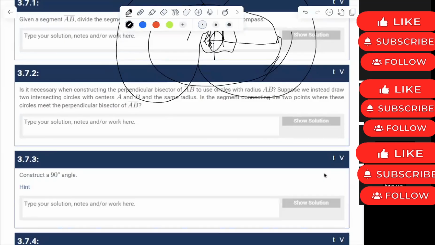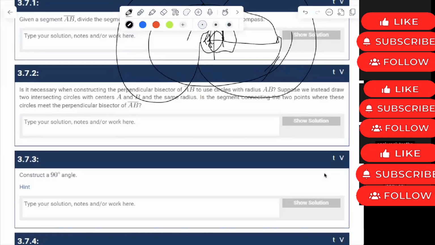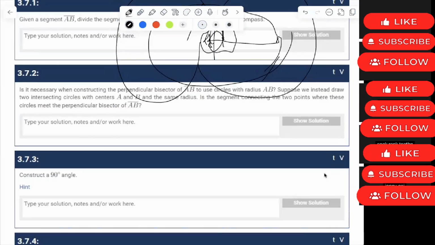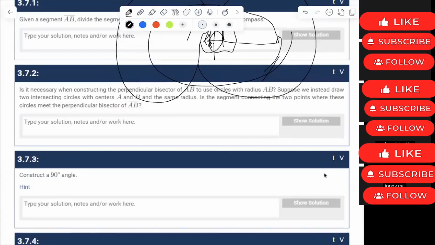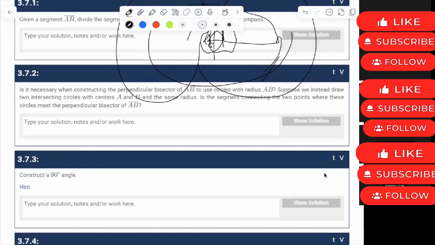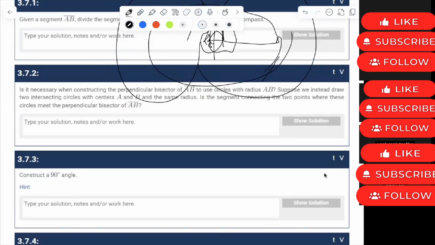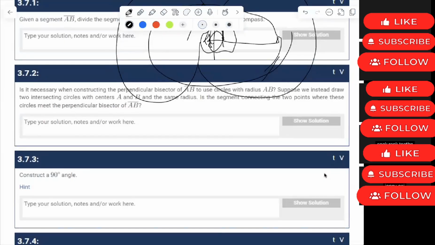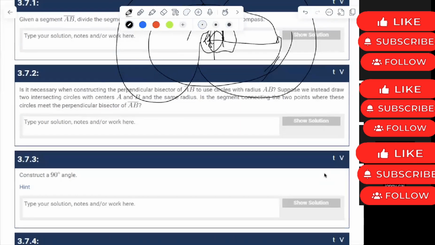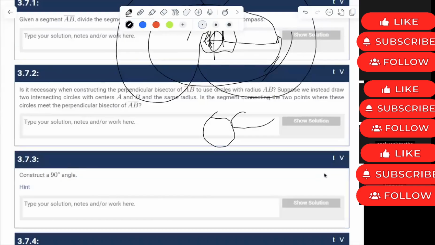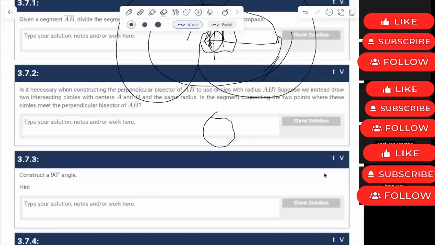Suppose we draw instead two intersecting circles with centers A and B and the same radius. Is the segment connecting the 2 points where these circles meet the perpendicular bisector of AB? Well, the construction will still work. Why? Because the orientation does not really matter.